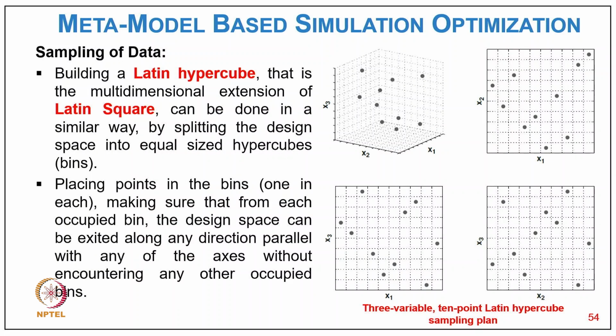So now coming to building a Latin hypercube, the multidimensional extension of the Latin square. It can be done in a similar way by splitting the design space into equal-size hypercube-like bins and placing the points in the bins, one in each, making sure that from each occupied bin the design space can be exited along a direction parallel with any one of the axes without encountering any other occupied bins. As you can see, a 10-point Latin hypercube sampling plan is shown with the axes x1 x3, x2 x4 and x1 x2, and of course 3-dimensional with x1 x3 x.